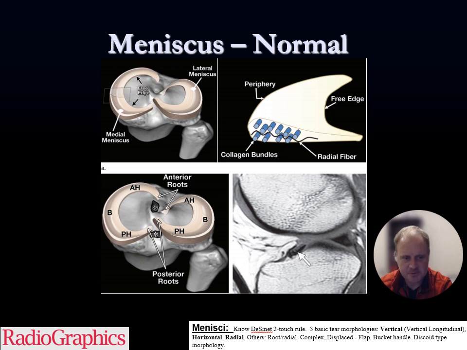They have root attachments, both anterior and posterior horn root attachments, and then designated at the asterisk is where the corresponding cruciate ligament inserts. So we'll go through some normal anatomy about how these look on MRI images.